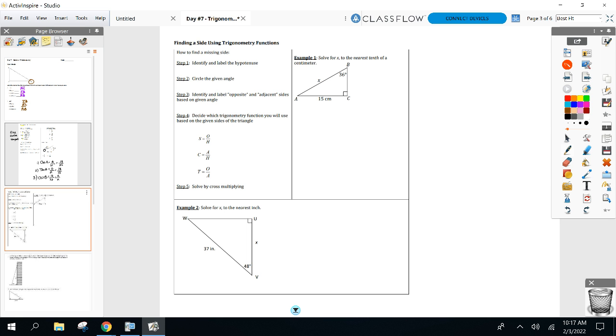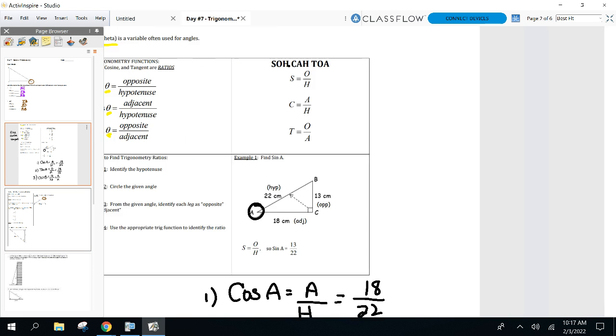Here's how we're going to decide which one to use, sine, cosine, or tangent. Everyone see the angle we're given? 36. I go from that angle. All right? I never go from the right angle. I should have mentioned that before. Let me go back a sec before I do this problem.